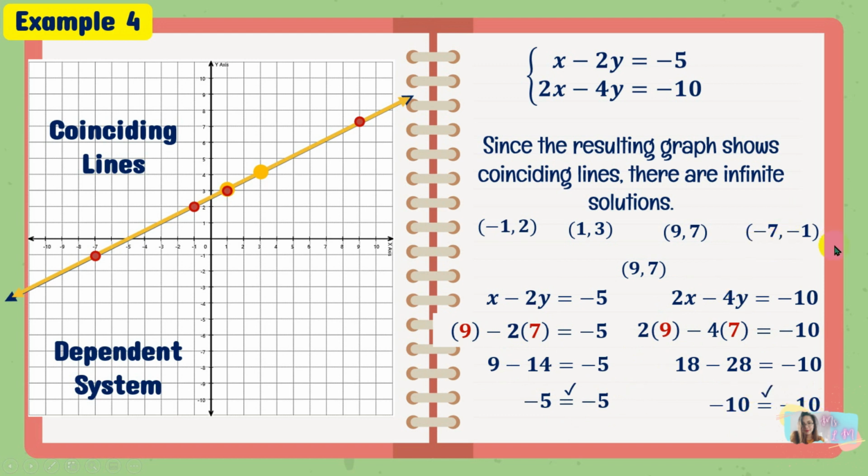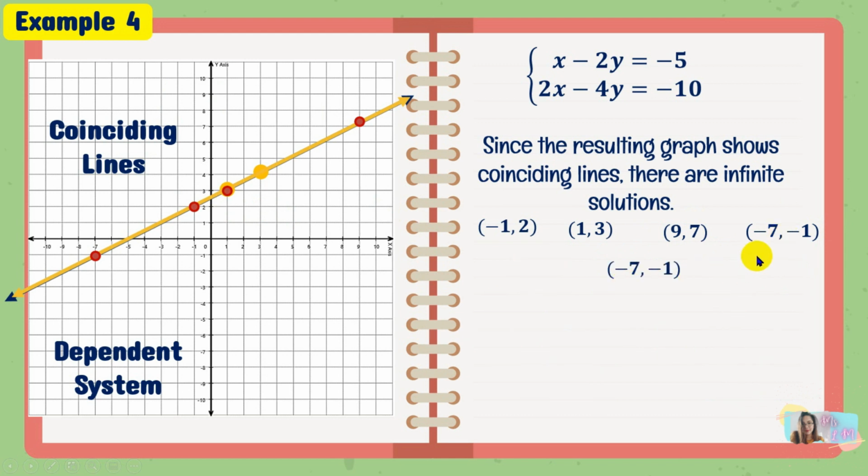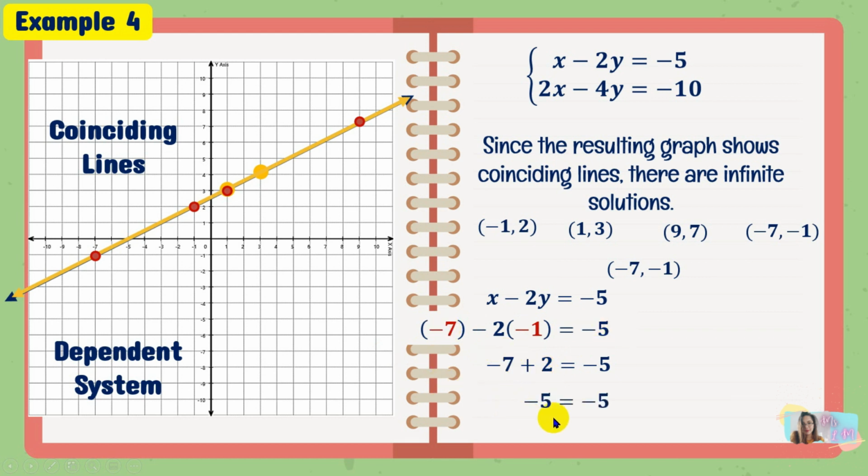Then the last ordered pair that I have listed here as one of the infinite solutions for this system of linear equations is negative 7 and negative 1. So we can also try this one. Substitute that to our first equation. We have negative 7 minus 2 times negative 1, is it equal to negative 5? We're going to have negative 7, and then negative 2 times negative 1, that's positive 2. And then if we combine these two, we have negative 5, and that's equal to negative 5.